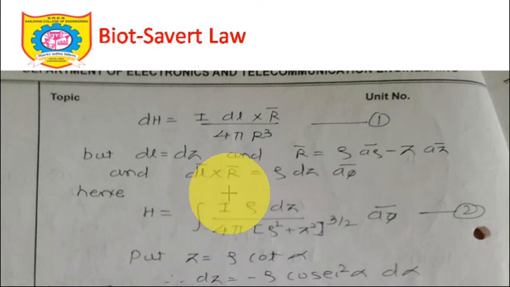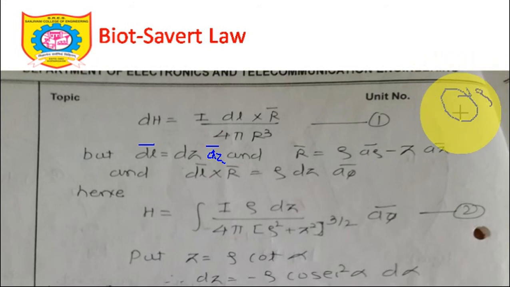Now listen to me carefully. dl bar cross R bar, I need to calculate. So dl bar is already dz AZ bar. I can write this dl bar as dz AZ bar. So I want to take a cross product. You already know the cross product between similar entities is going to yield 0. So let's calculate AZ bar cross Arho bar. Let's draw this diagram once again. So it is rho, it is phi, in the clockwise direction, and in the clockwise direction it is z.